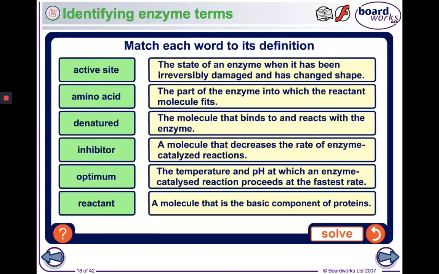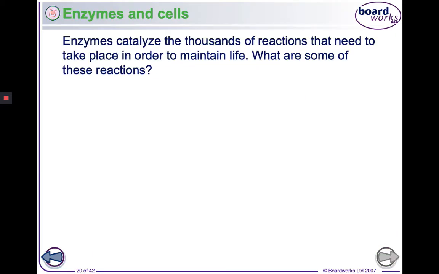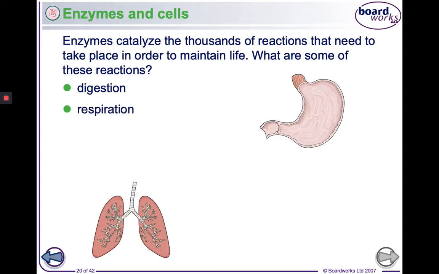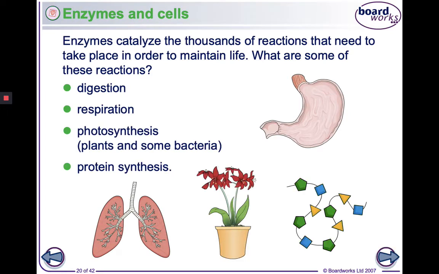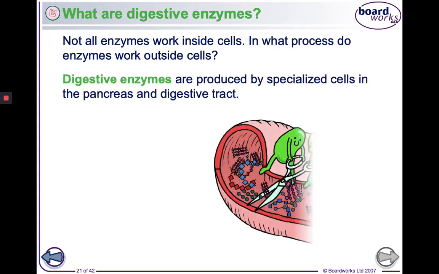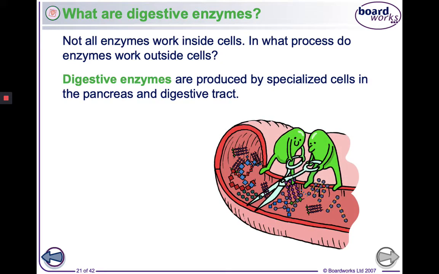Here we're going to identify the enzyme terms. Enzymes in life: enzymes catalyze the thousands of reactions that need to take place in order to maintain life. So what are some of these reactions? Digestion, respiration, photosynthesis, and protein synthesis. Not all enzymes work inside cells. In what processes do enzymes work outside?